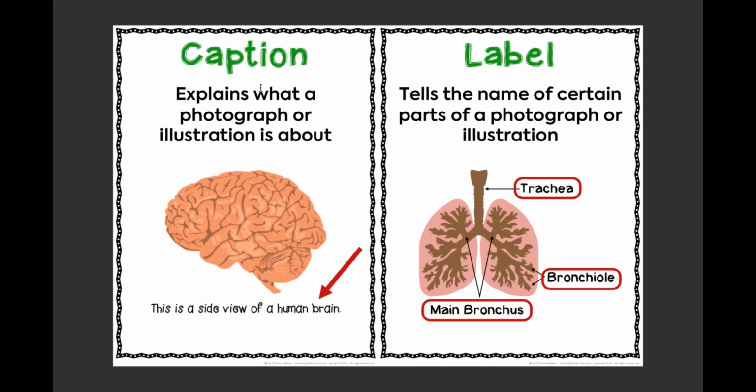We also have captions. Captions are usually underneath a photograph or an illustration, and it tells what is in the picture. So, for example, this right here is the caption, and it says, "This is the side view of a human brain." And then we also have labels. So labels tell us what parts are in pictures or maps or different parts of our text, and it tells the certain parts, like I said.